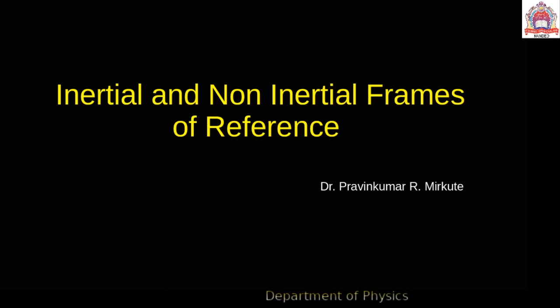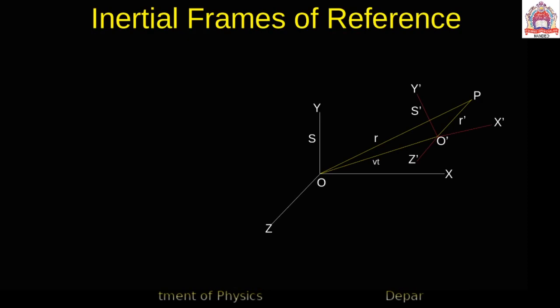So there are two types of frames, inertial and non-inertial. Initially we are discussing the inertial frames of references. As we already discussed, those frames of references in which Newton's first and second law hold true are called inertial frames. They are also known as Newtonian or Galilean frames.